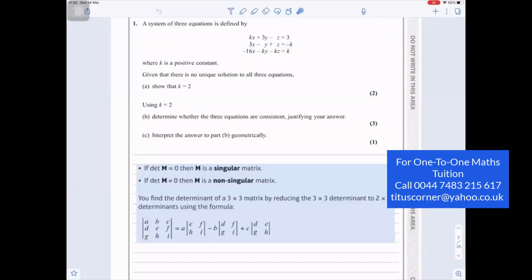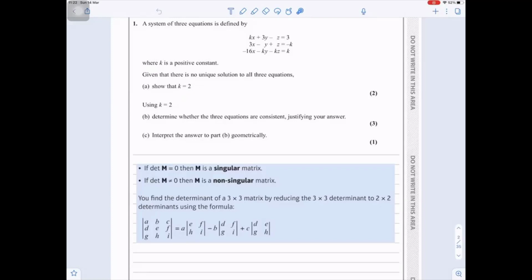Question number 1. A system of 3 equations is defined. And there you see the set of 3 equations, where k is a positive constant. Given that there is no unique solution to all 3 equations, show that k equals 2. And part B, using k equals 2, determine whether the 3 equations are consistent, justifying your answer. And part C, interpret the answers to part B geometrically.